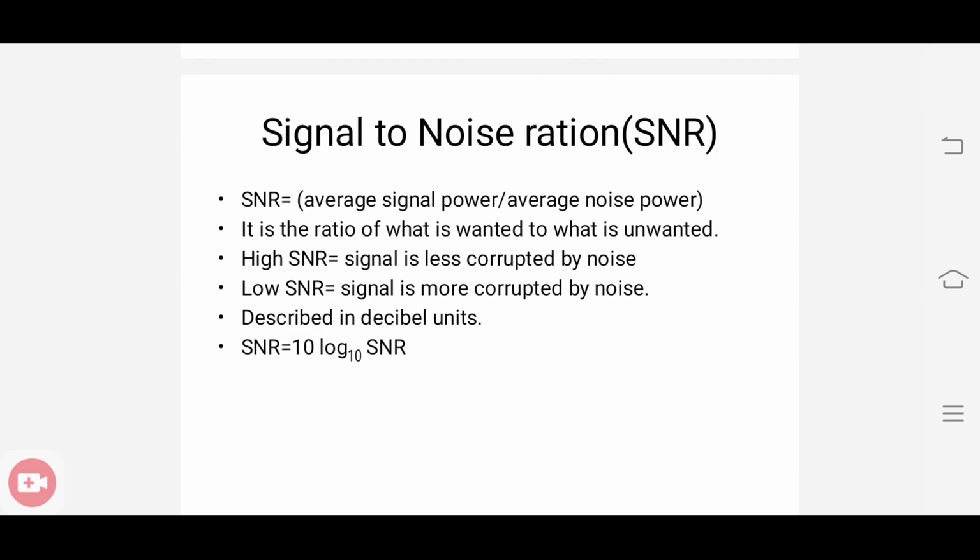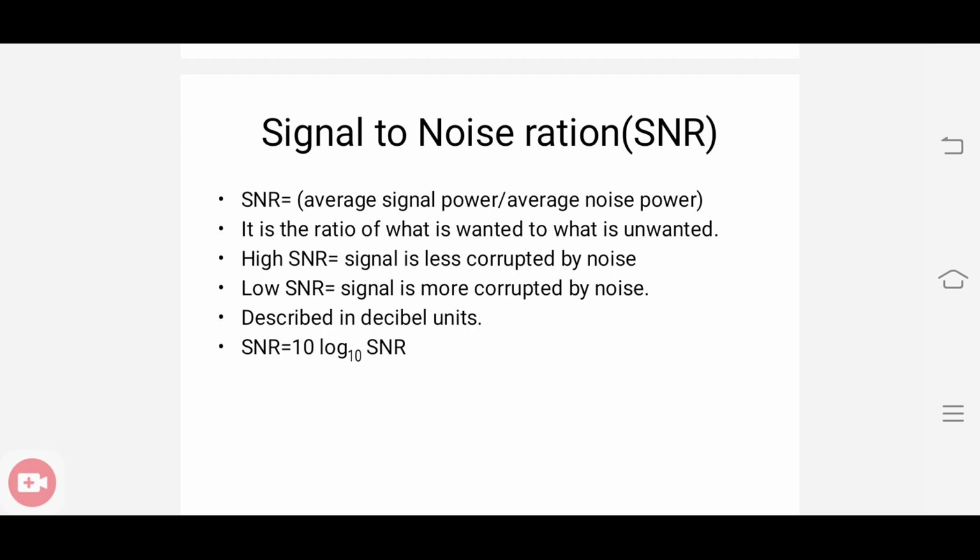Next, what do you mean by signal to noise ratio, SNR? SNR is equal to average signal power divided by average noise power. That means it is the ratio of wanted signal to unwanted signal. If there is a high SNR, it means the signal contains less amount of noise. If we have a low SNR, it means the signal is corrupted by noise, or the signal contains a large number of unwanted signals. And the unit of signal to noise ratio is decibel.